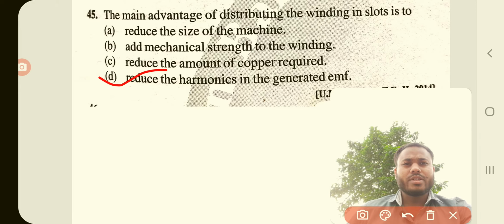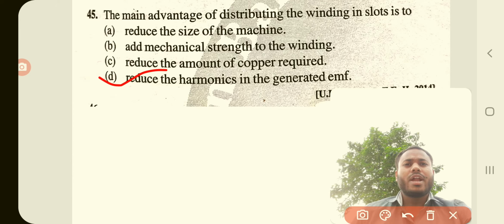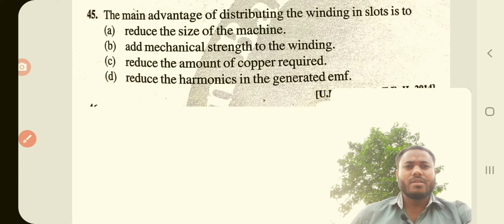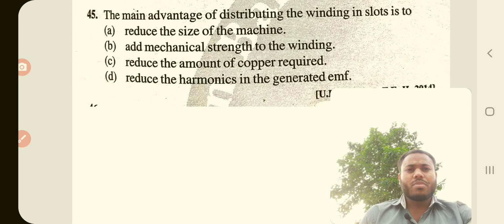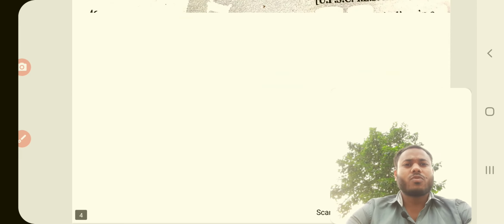Though it also helps, for example its mechanical strength is increased, the main advantage is that harmonics can be reduced by distributing the winding. By this we can eliminate the third harmonic and fifth harmonic by choosing a suitable angle of the distributed coil.